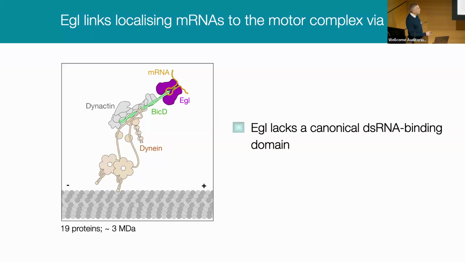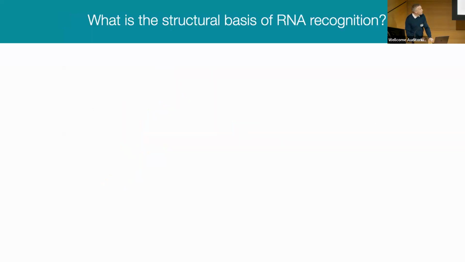That was satisfying, but it gave us another puzzle. When we looked at the sequence of egalitarian, it lacks a canonical double-stranded RNA binding domain. So we still didn't understand how these different RNAs were singled out for transport. This really was a structural problem, and the difficulty we faced is that at this stage, the structural methods needed to solve structures of egalitarian bound to different RNAs just weren't sufficiently developed. So we moved on and worked for many years on various other aspects of microtubule-based transport.